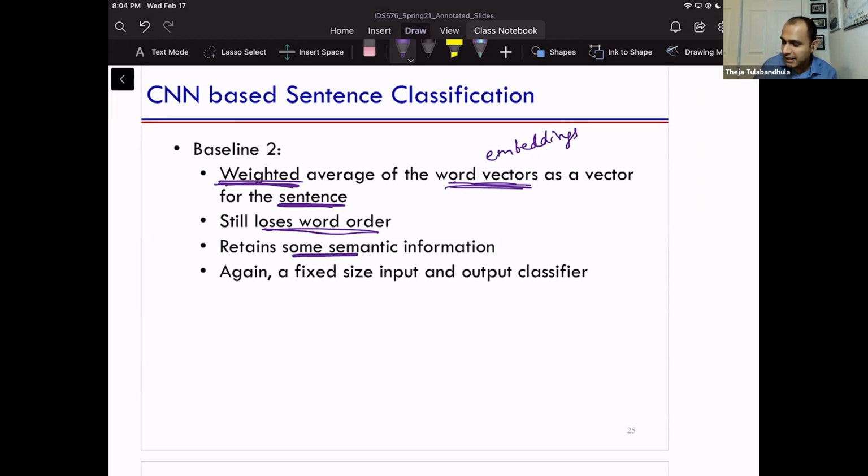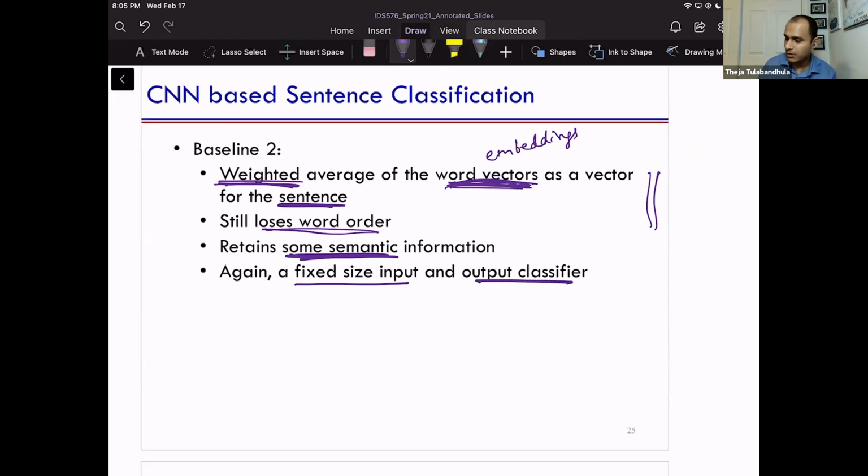But it does have some semantic information because maybe the word vectors are not just one-hot encoded vectors. If they were one-hot encoded vectors, this operation is the same as having a bag of words vector at the end of the day. So it may retain some semantic information if the word embeddings are clever or non-trivial. They do capture some semantic information. And then we have a fixed size input, and then output is just a classification output.